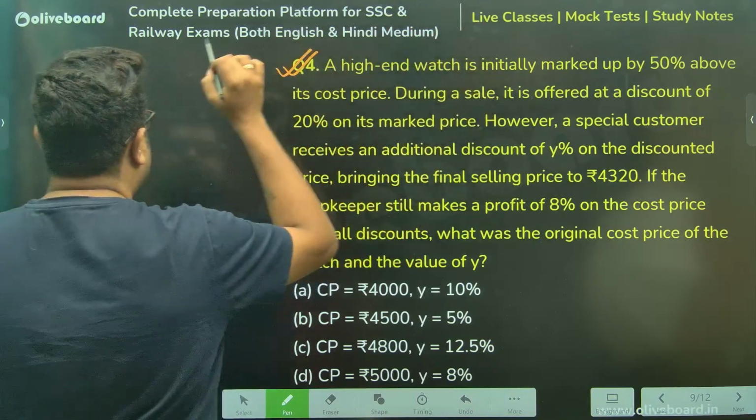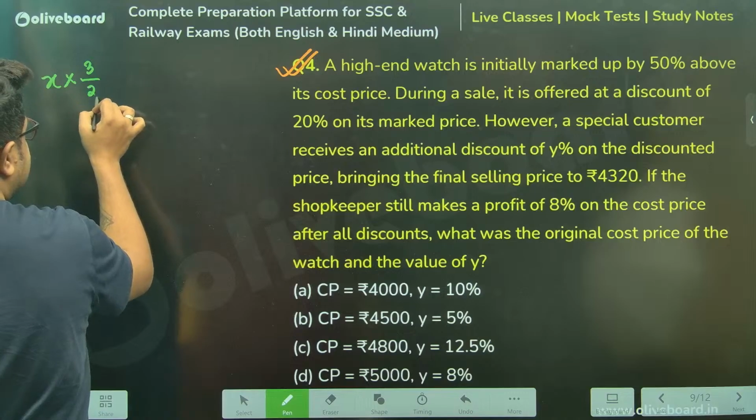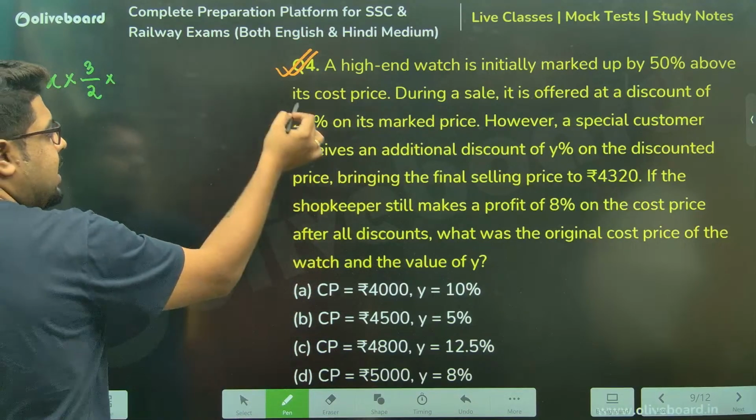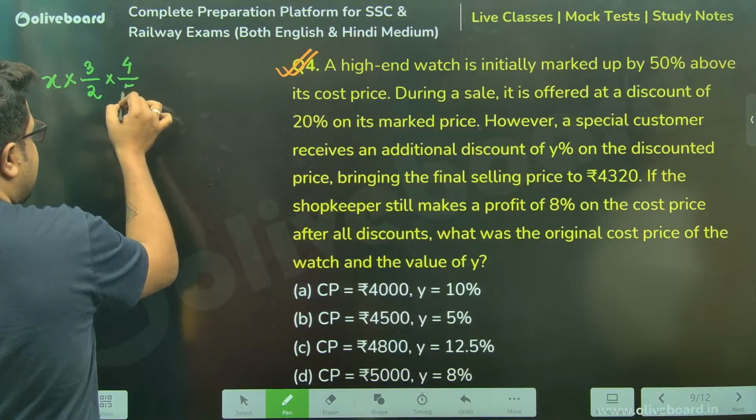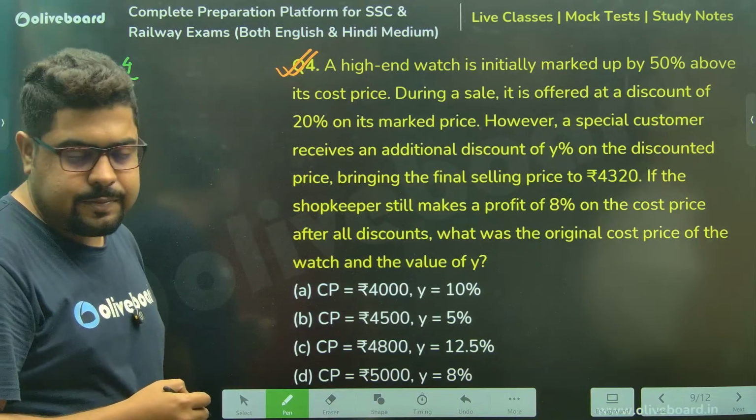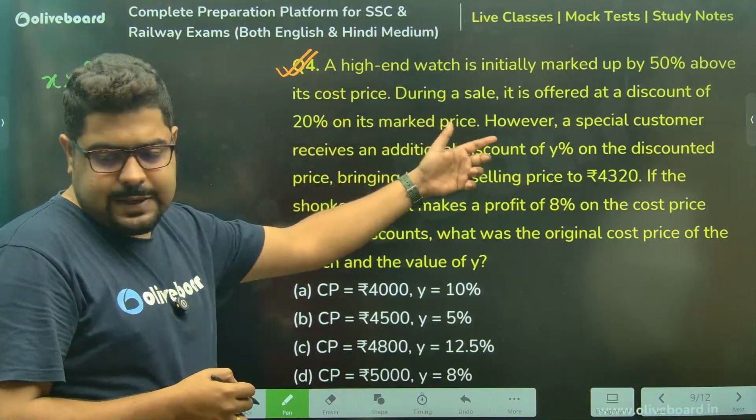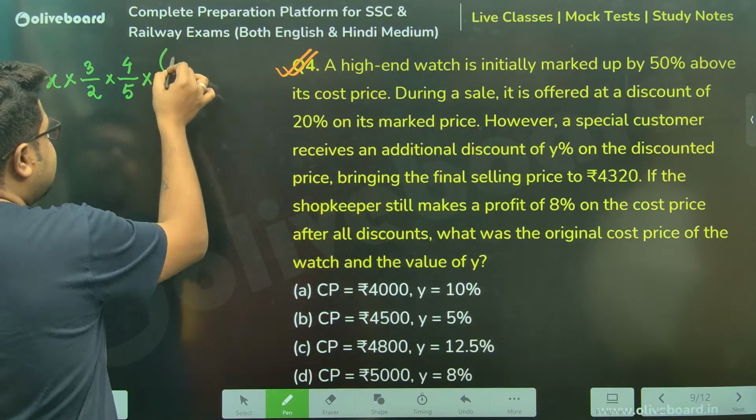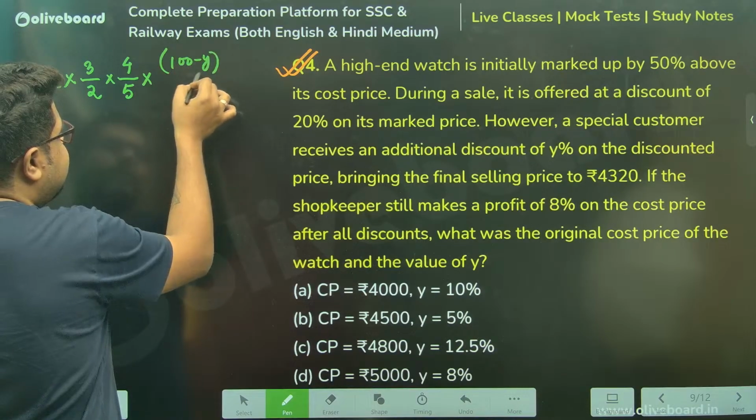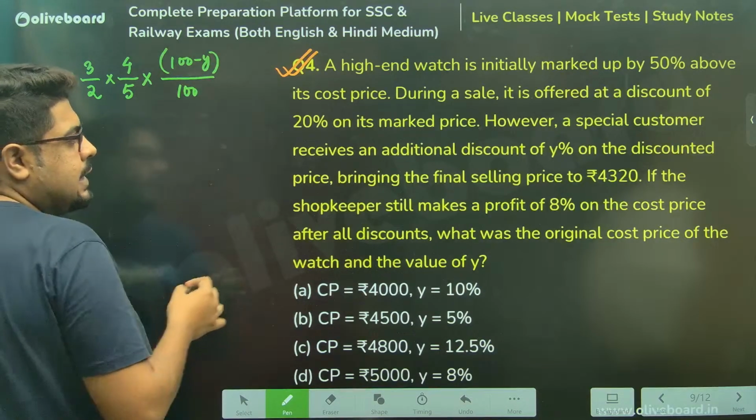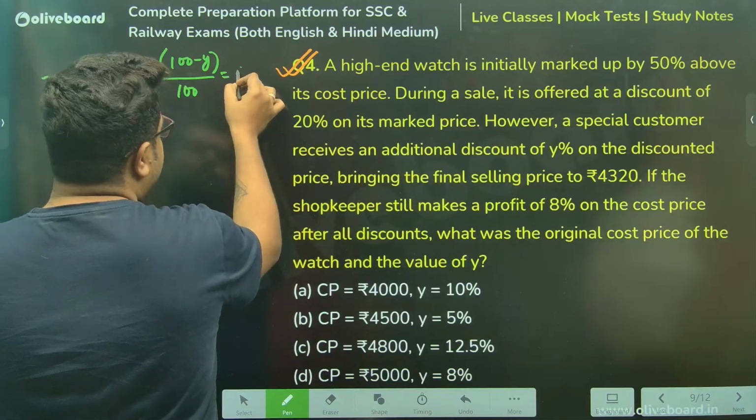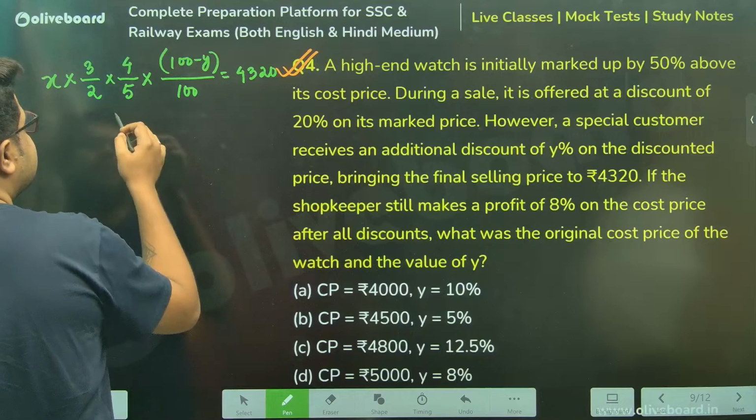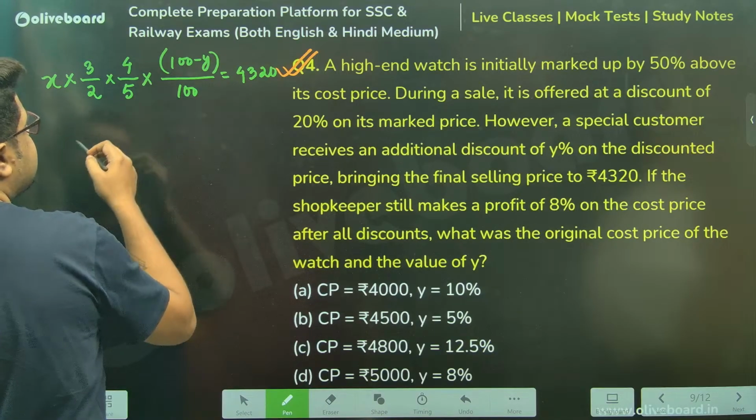Sir, how can we do that? Let's say X rupees is the CP. 50% markup, meaning 150%, that is 3 by 2 into. First discount is 20%, meaning 1/5. So after discount, the SP will be 4/5. Now the special customer gets Y% more discount, meaning 100 minus Y% by 100. That is given to you as 4320 rupees.